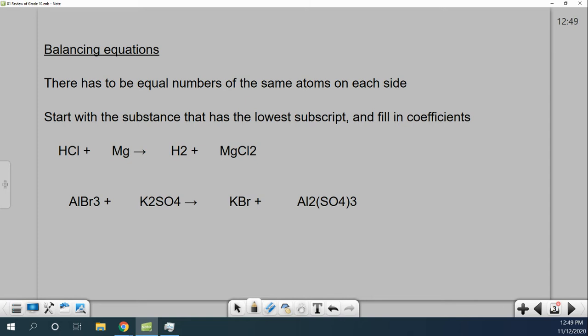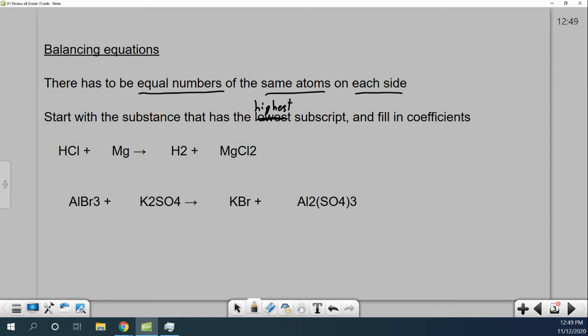But quick rehash, there has to be equal numbers of the same atoms on each side of an equation. So you start with a substance that has the highest subscript. That tends to make it easiest. Start with the highest subscript and fill in your coefficients.